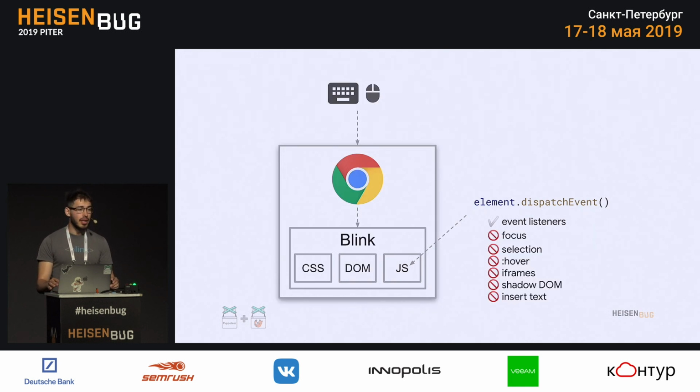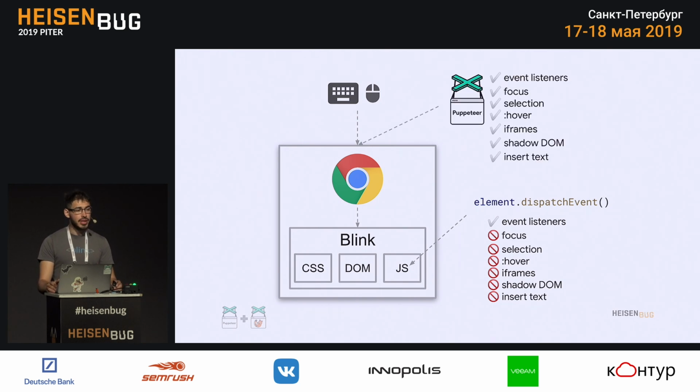Real clicks traverse the whole browser and reach different subsystems. They cause text selection, they cause CSS pseudo-selectors, they pierce into iframes and shadow DOM. Neither of these happen with dispatchEvent. However, Puppeteer simulates keyboard and mouse events really precisely. The events we simulate traverse Chrome the same way real user input would. So with this input simulation, you can be really confident that if your site works with Puppeteer, then it works for your users.